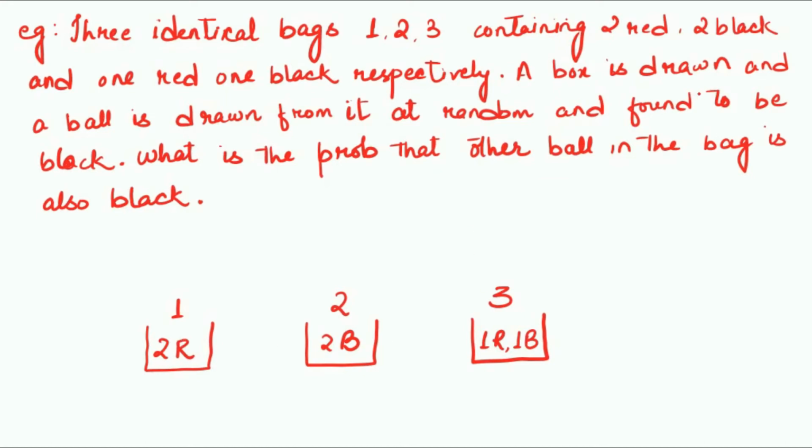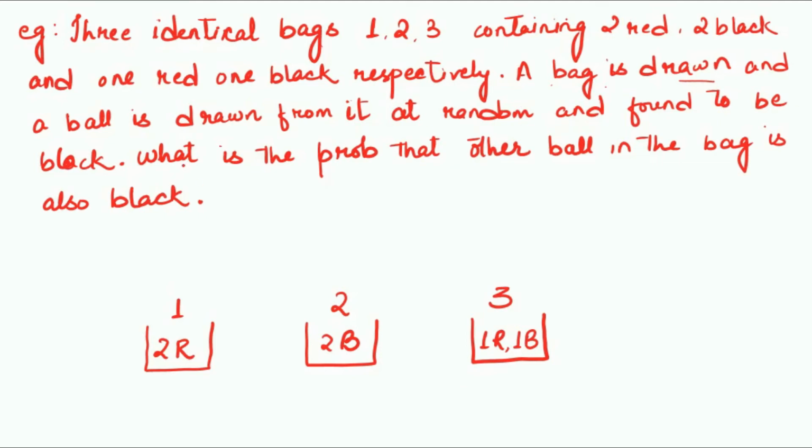A bag is drawn and a ball is drawn from it at random. So first you will select any bag from here. You put the 3 bags in a bucket, take out one bag, but you don't see which one it is. From there you draw a ball. A bag is drawn and a ball is drawn from it at random and found to be black.